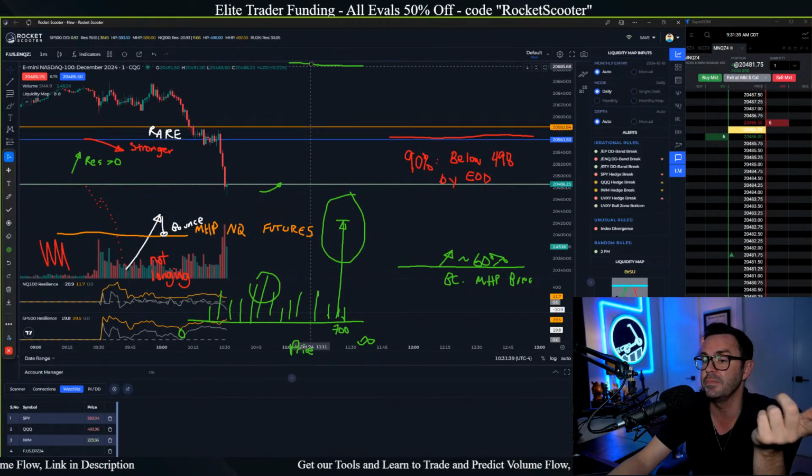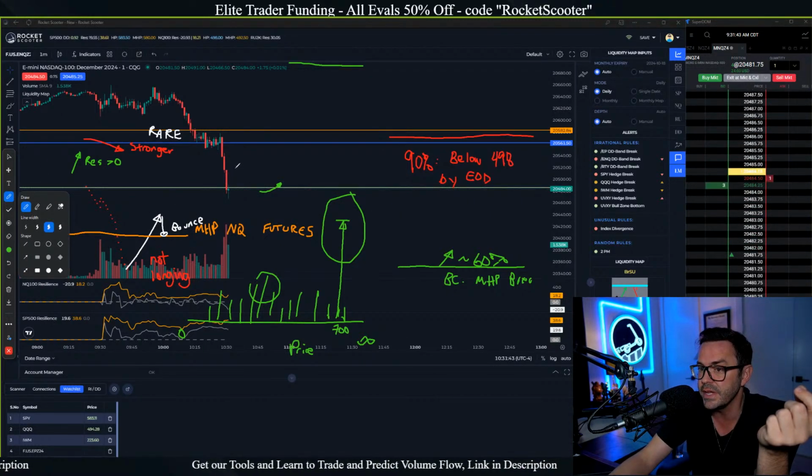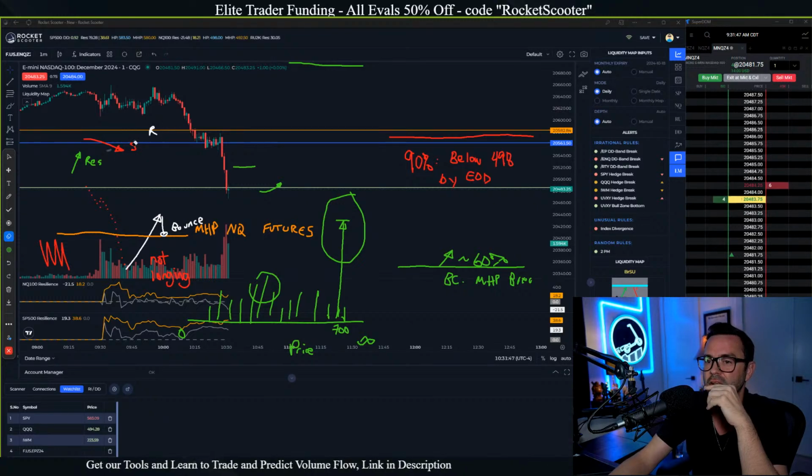Bear zone bounce. Just retrace half. That's all it is right here. So literally retrace half. That's it. Right at the bear zone.